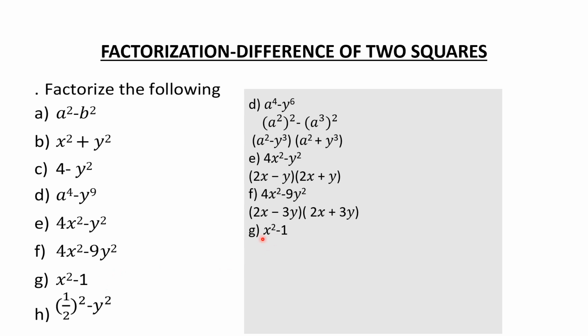So x squared, we know we're going to write it as x. What about 1? What is the square root of 1? It's 1. 1 times 1 is 1. So it's going to be x minus 1 in brackets and x plus 1 in brackets. We got h, half power 2 minus y power 2. So this at first may be intimidating, but it's not, because this has a power 2 and this has a power 2. So we just remove the power 2's. It's going to be half minus y in brackets and half plus y in brackets.